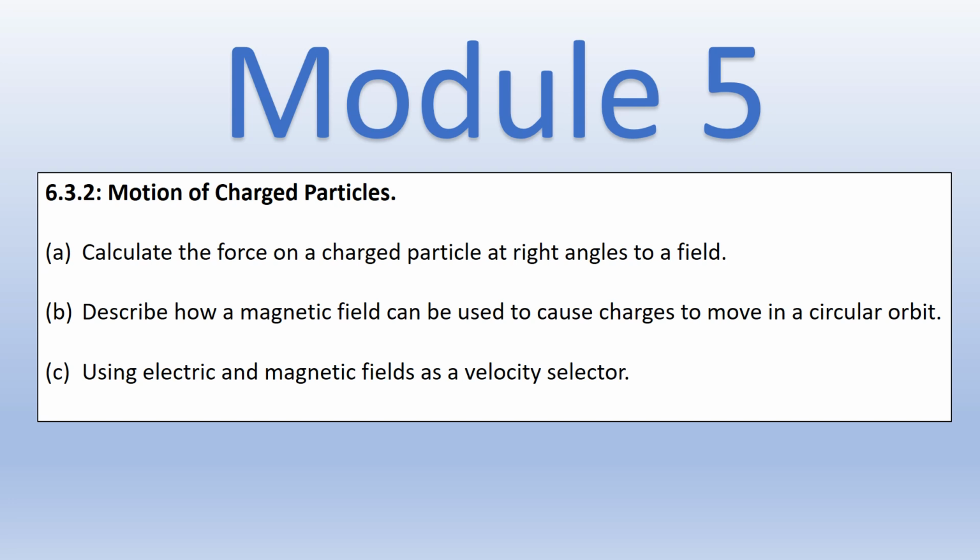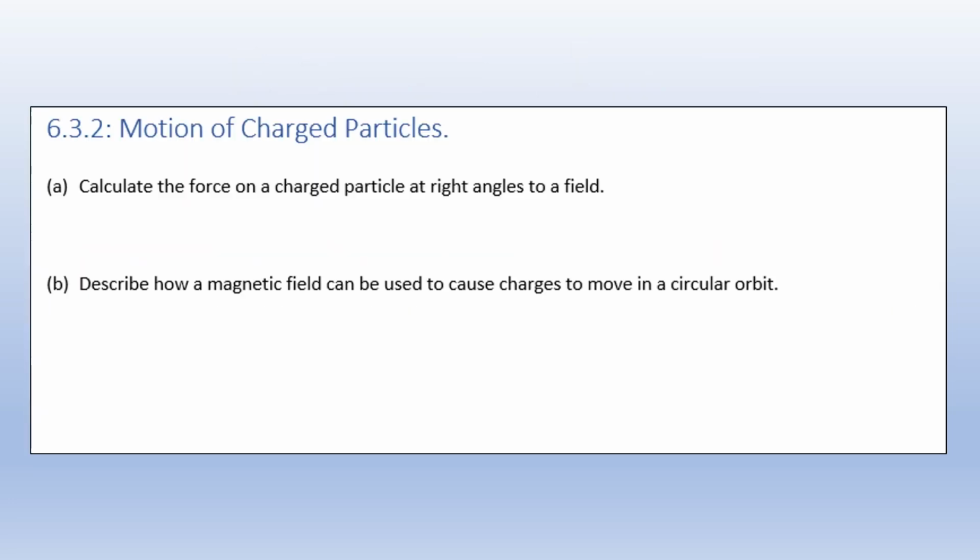So now what we're going to do is look at the motion of charged particles in a magnetic field, because as I said, magnetic fields are created by moving charges, and that means that moving charges will also be affected by magnetic fields because they'll have their own magnetic field. So calculate the force on a charged particle at right angles to a field. So that's what this equation is for. We could also add a sine theta term in there if it's not traveling perpendicular to the field.